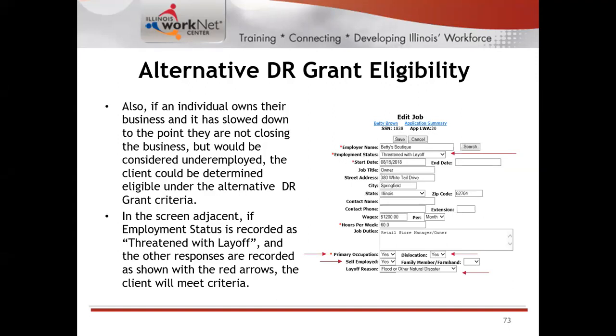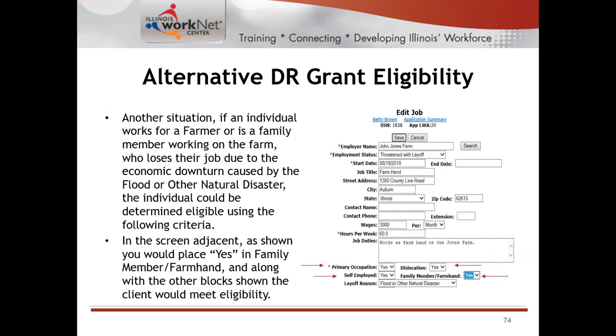Here's an example of a client who owns her own business, but the business is not closed, but she's considered underemployed. So everything's the same down below, but the employment status is threatened with layoff. So if it's populated with threatened with layoff, it's also going to get picked up as alternate eligibility under the emergency disasters, which is where that DR grant is.